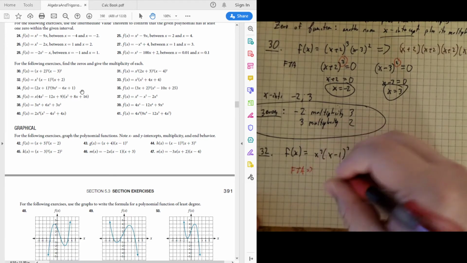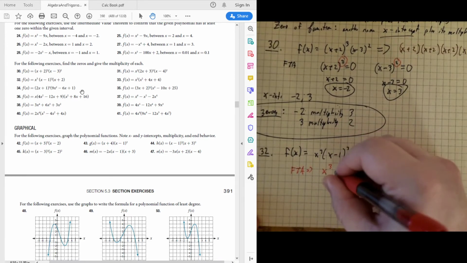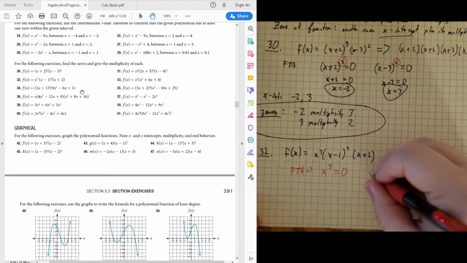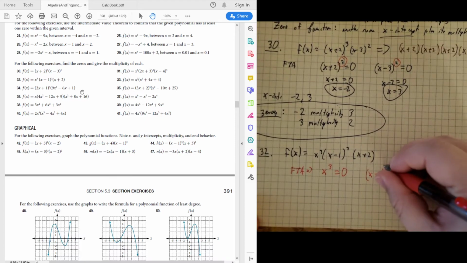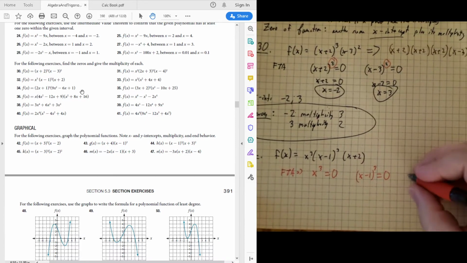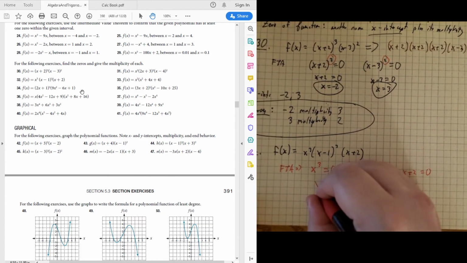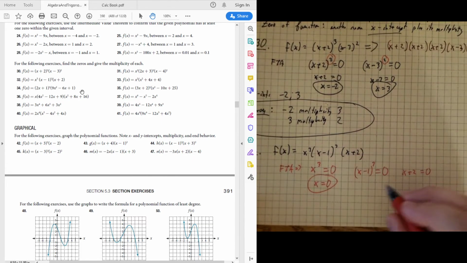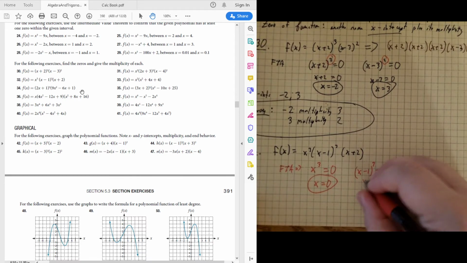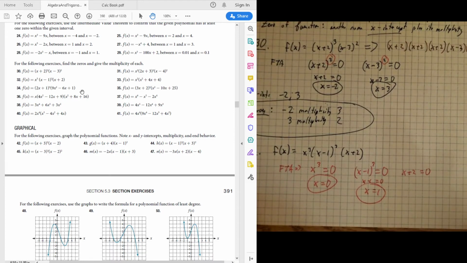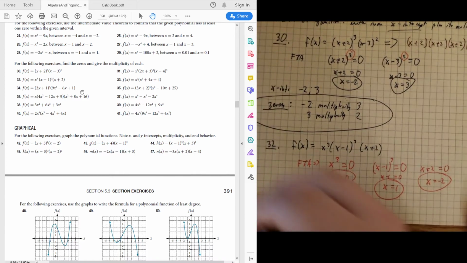So let's do that. We would do x cubed equals 0. We would do x minus 1 cubed equals 0. We would do x plus 2 equals 0. And then we'd solve each one. The cube root of both sides would mean we get x equals 0. The cube root of both sides means we get x minus 1 equals 0, which means we have x equals 1 as an answer. And then when we subtract 2 from both sides, we would get x equals negative 2 as an answer. So these would be the intercepts.